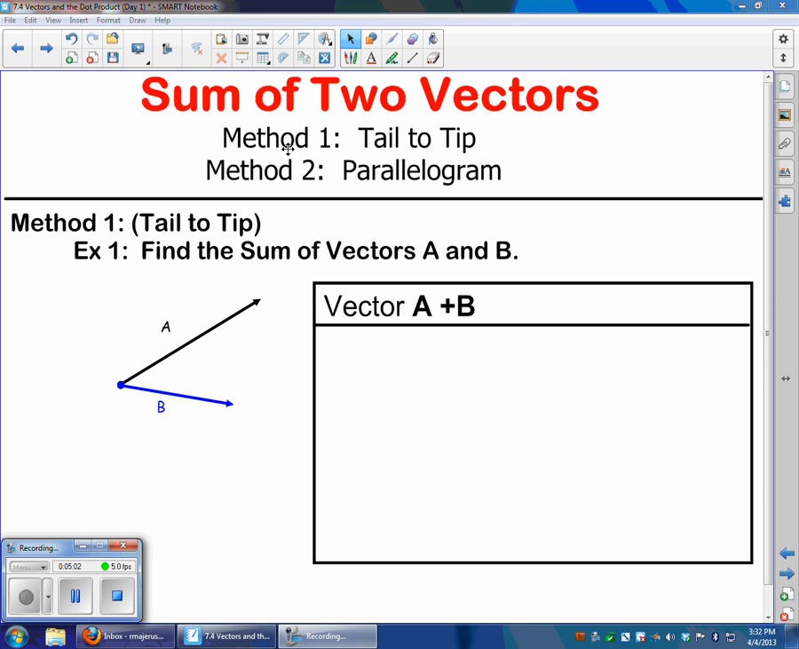There are two methods that are used, and both have their benefits. We'll look at both of them. You'll use one or both at different times, whichever you prefer. The first method we'll look at is finding the sum of two vectors using the tail to tip method. We're basically going to set up a triangle here, but the sum of two vectors is just what we call the resultant of vectors A and B.